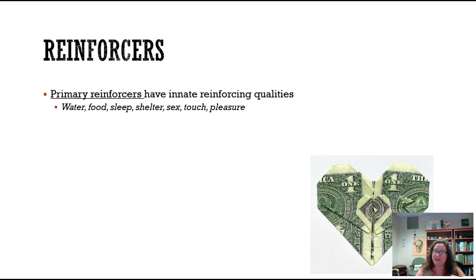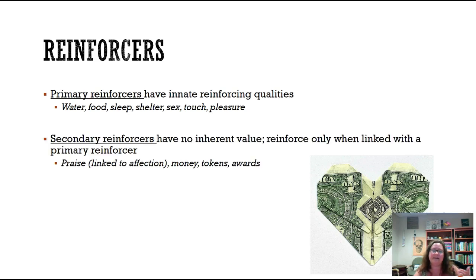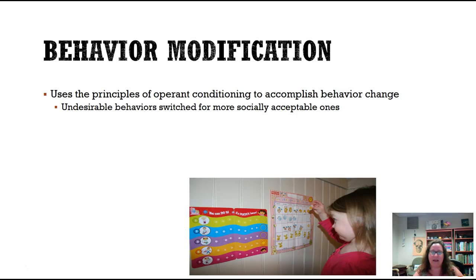Reinforcers really have to have personal meaning to the individual. So primary ones, though, we're all pretty motivated by. This is things like water, food, sleep, sex. We're all motivated by those things. Secondary reinforcers only have power for us when they're paired with the primary reinforcer. So that's things like praise and money. Money is just paper. It really means nothing. It's only when we associate it with our water, our food, our sleep that it becomes something of meaning.